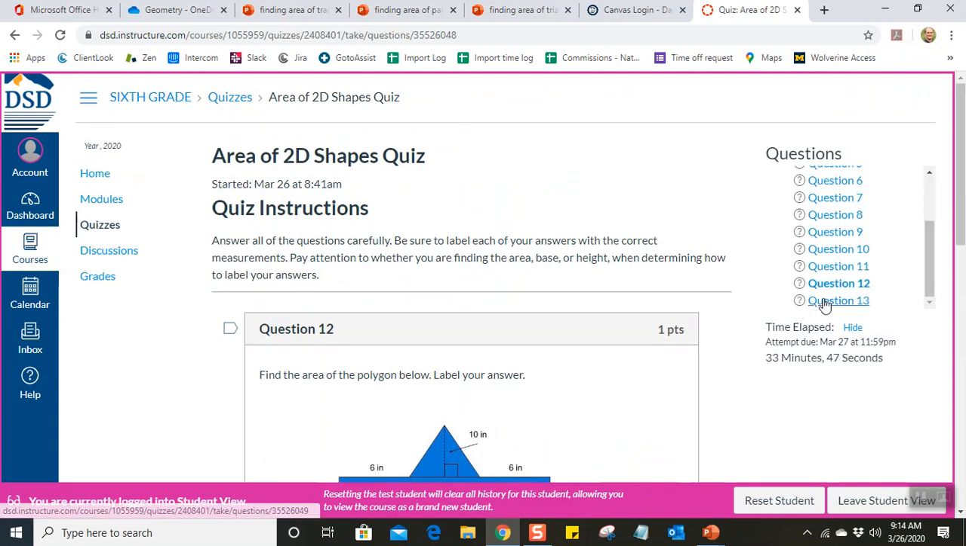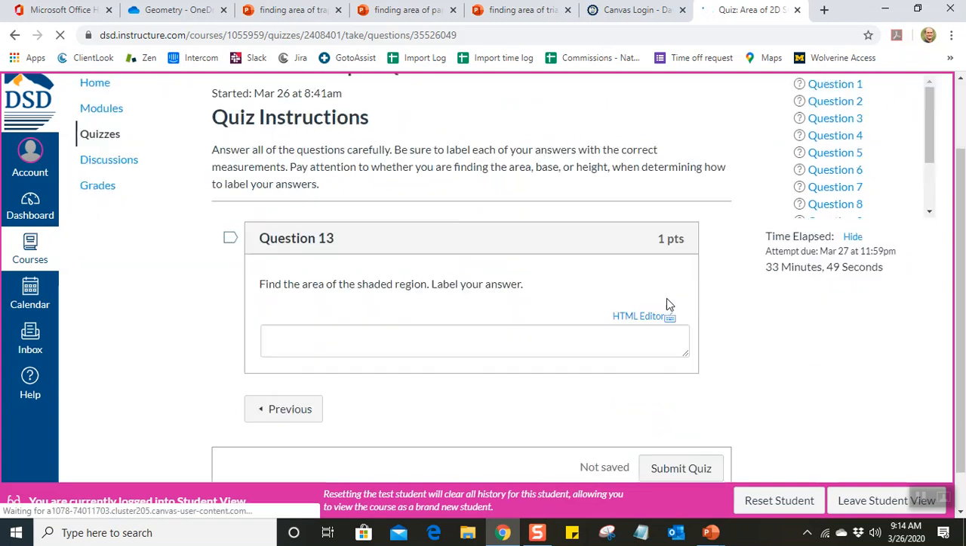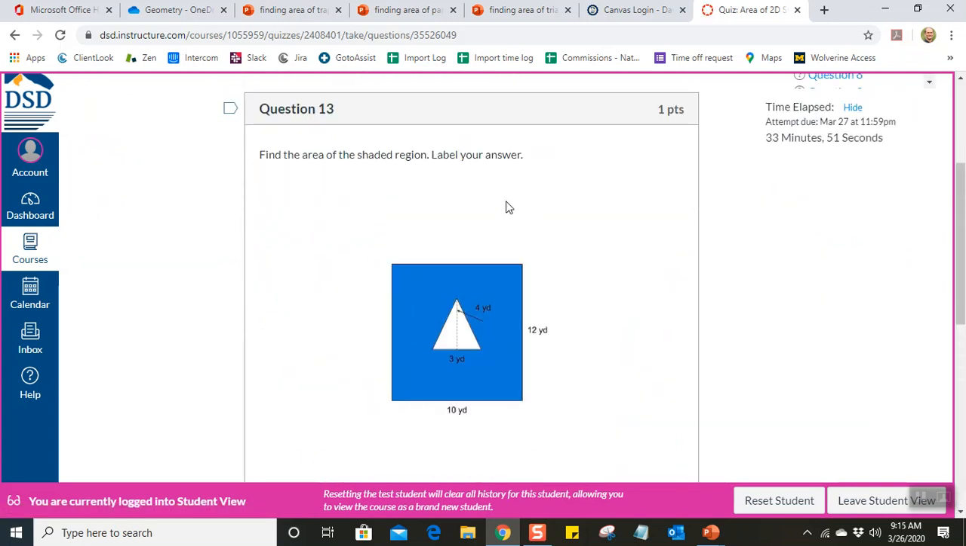And the last one, question 13. So this one, you need to find the shaded region. So this little triangle has been taken out of the shaded region. So find the rectangle, find the triangle, base times height divided by 2, subtract out the triangle from what you found when you found the rectangle.